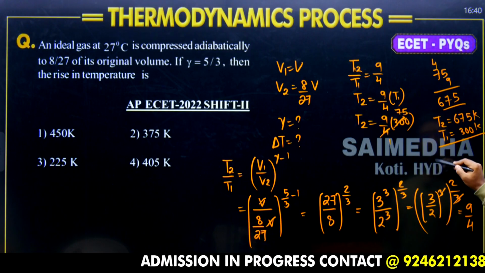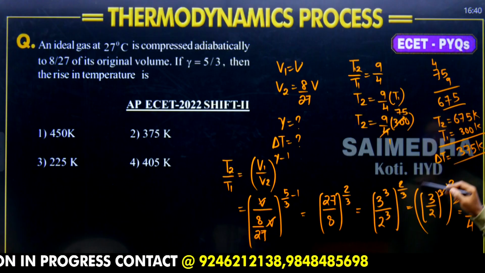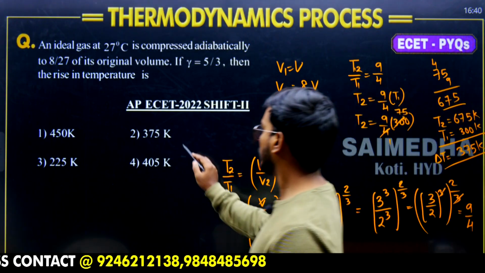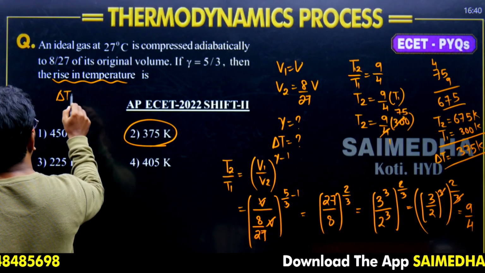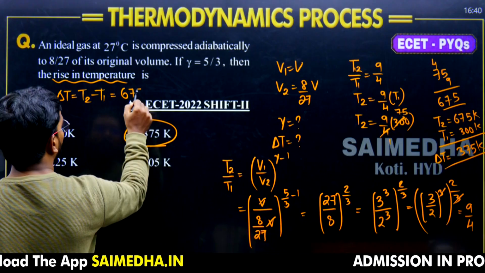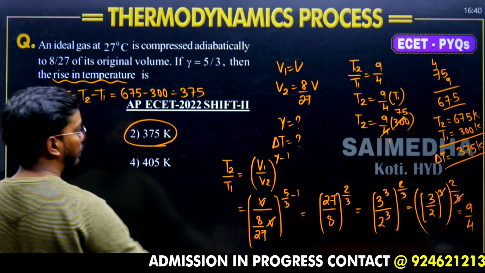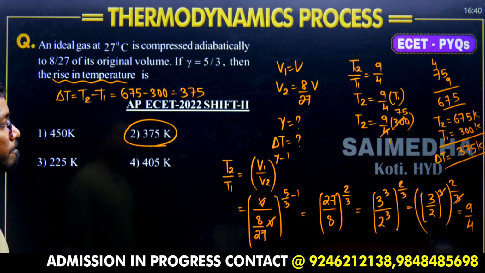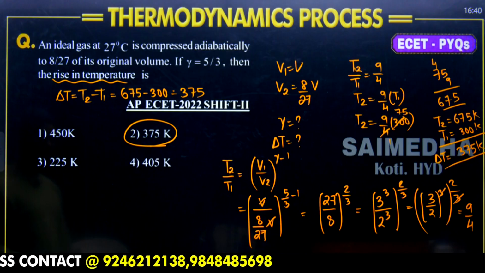So the answer for delta T, that is the rise in temperature, is 375 Kelvin. 375 Kelvin is going to be your right answer. The asked question is rise in temperature. Rise in temperature means delta T. Delta T is T2 minus T1, that is 675 minus 300. It becomes 375. Go through it. Pause the video, note it down. Moving on to the next question.